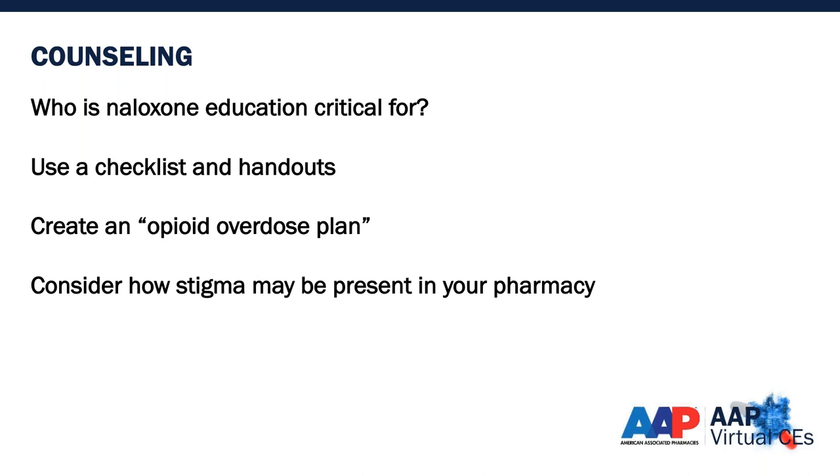Use checklists and handouts. Again, as I just highlighted, there is so much to talk about with the patient. Create an opioid overdose plan with that patient. And then consider how stigma may be present at your pharmacy. How are you communicating with patients? How you communicate with patients is just as important as what you're telling them. Appropriate language can help to establish trust and reduce the perception of stigma, which these patients are watching for. They're kind of trained to watch for it, and there are a lot of reasons for that.